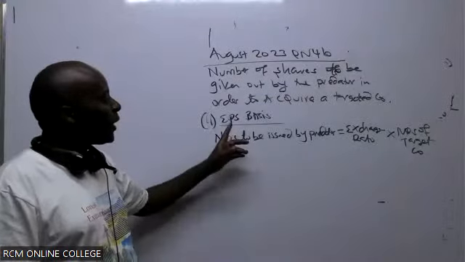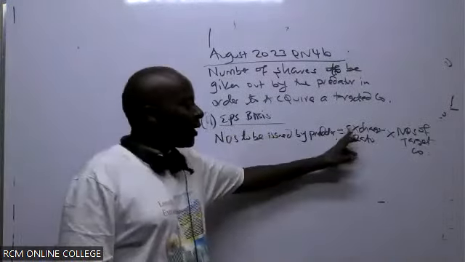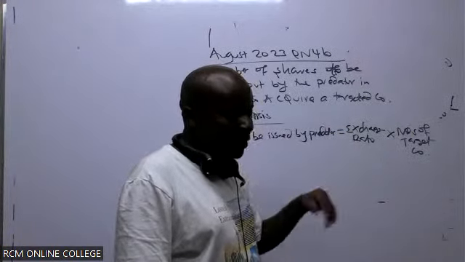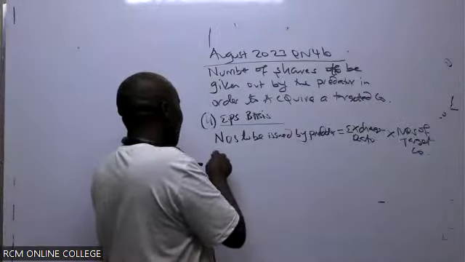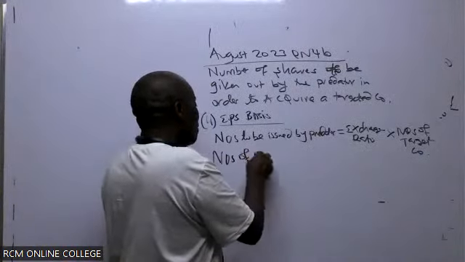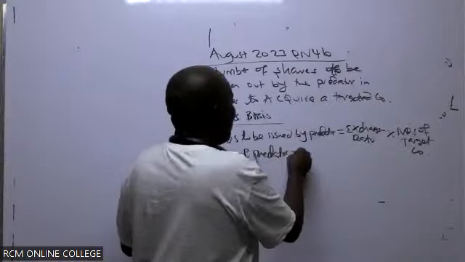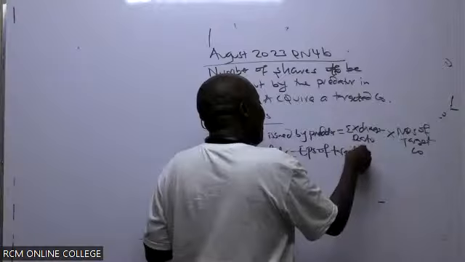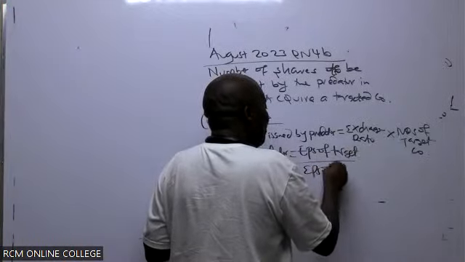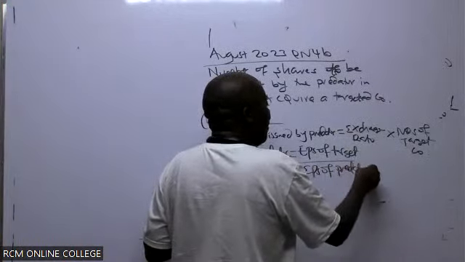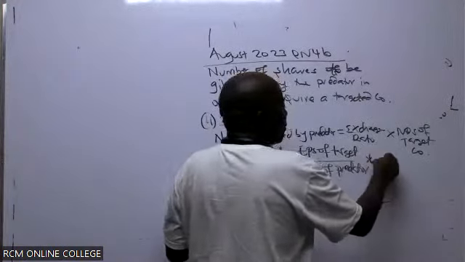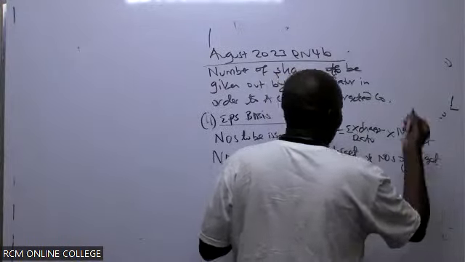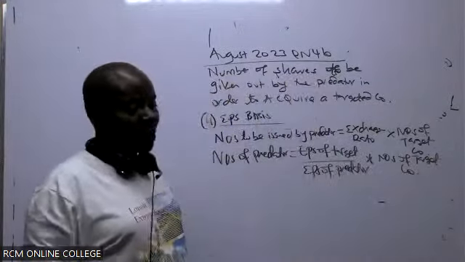And Roman 2, they want us to use EPS to calculate our exchange ratio. EPS, very easy. So in short, the number of shares of the predator will be equal to the EPS of the target over the EPS of the predator, times the number of shares of the targeted company. Right like that, and then try substituting yourselves.